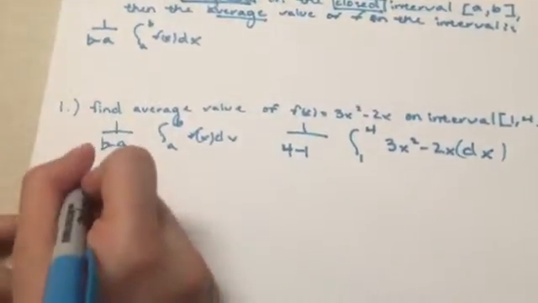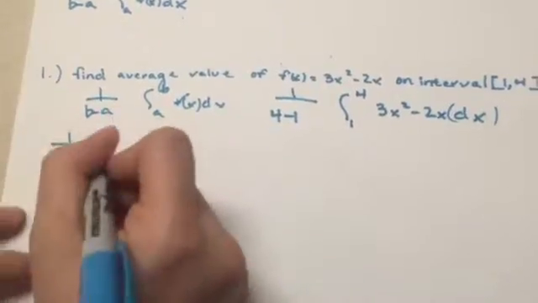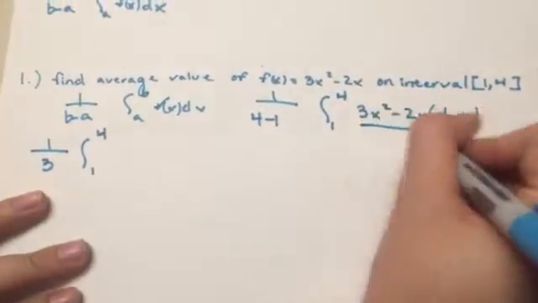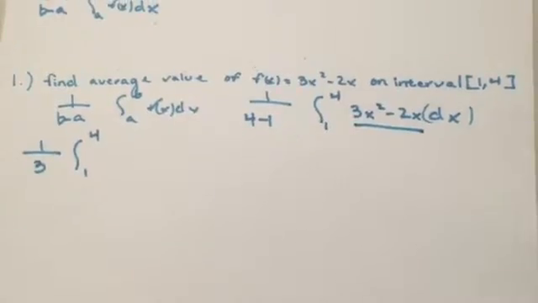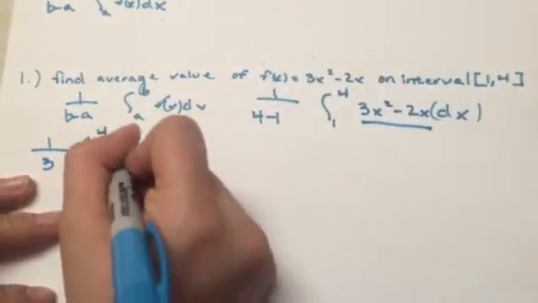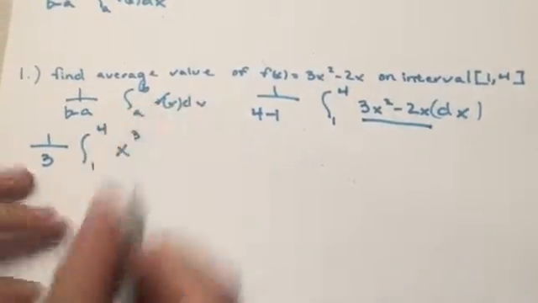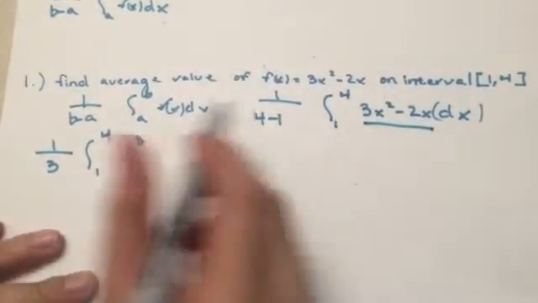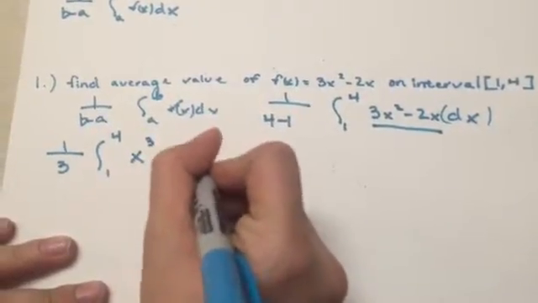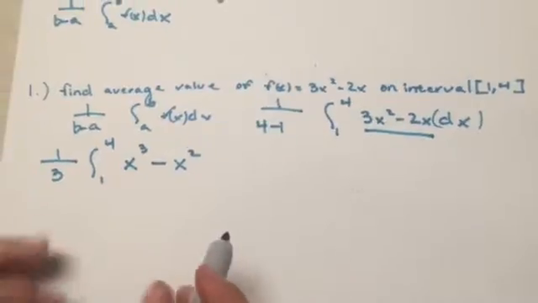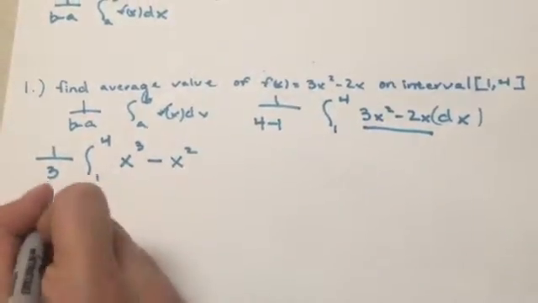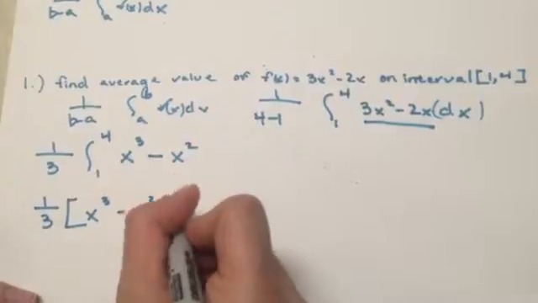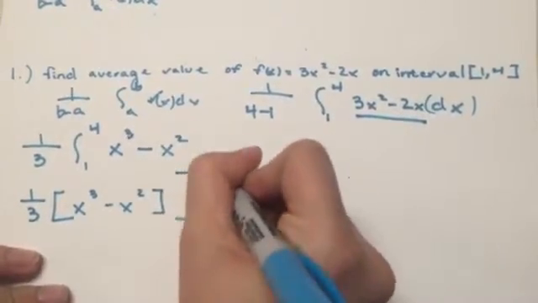So when we go down, we know this is 1 over 3 times the integral from 1 to 4. Now here's where we're going to take the antiderivative of the function. We know that the antiderivative of 3x squared is just going to be x to the third, because if we brought the 3 down, those 3s would cancel out and we just have x squared. And negative 2x is just going to be minus x squared. So now this is how we're actually supposed to write it: 1/3 times x cubed minus x squared, evaluated from 1 to 4.